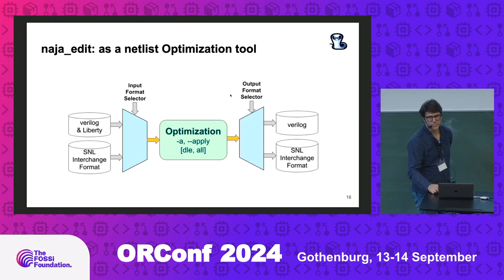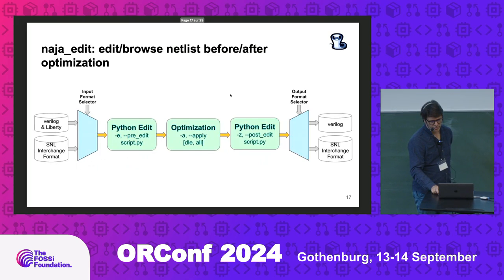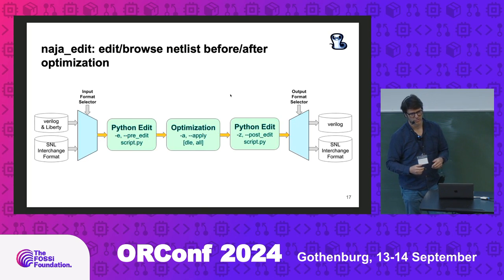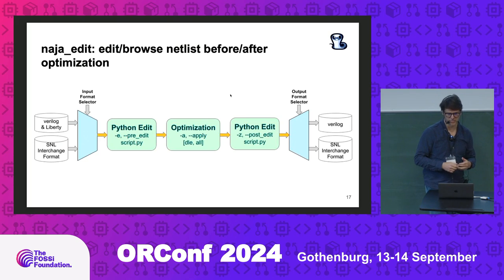You can reuse it for optimization, as I've described before. So currently, dead logic elimination or constant propagation. And you can also input a netlist, do some kind of Python browsing to extract information, then optimization, and then another Python pass after this optimization. For instance, to generate those tables, this is what I'm using. I count different characteristics in the netlist, then I do optimization and I recount exactly the same after.